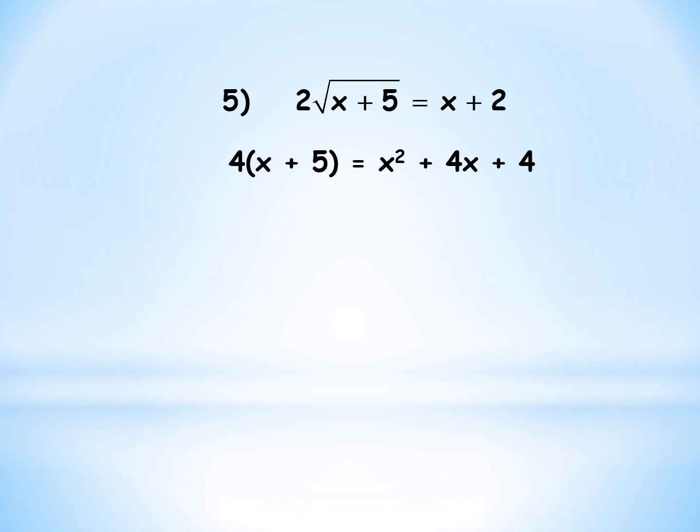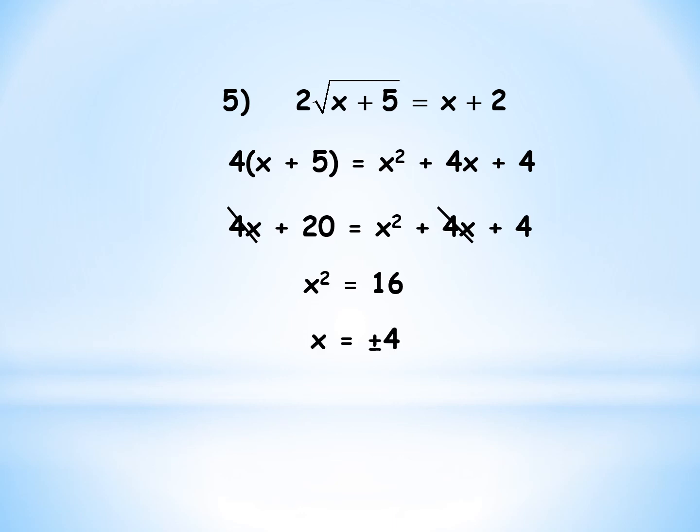Now you're going to distribute and combine all your like terms. Your 4x's will cancel out. And if you subtract the 20, or actually you're subtracting the 4, you'll get x squared equals 16. So now once again, you'll get two answers, plus or minus 4. You'll need to check them both. The negative 4 will not work, and so therefore you have just one solution, x equals 4.